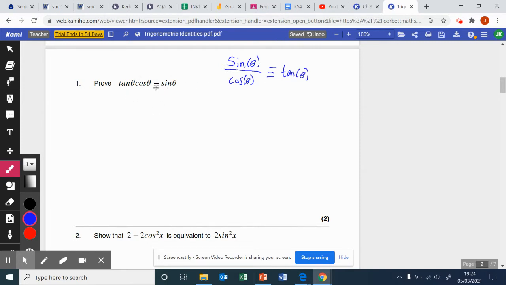Well, tan theta can be rewritten as sine theta over cos theta, and we multiply that by cos theta. The cos theta and the cos theta will cancel, which leaves us with sine theta. And there we go. We've proved it. Let's go to the next question.